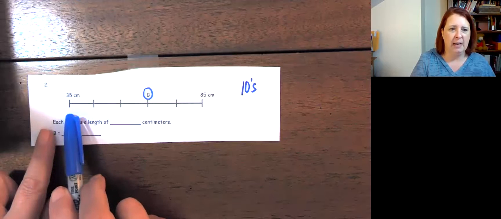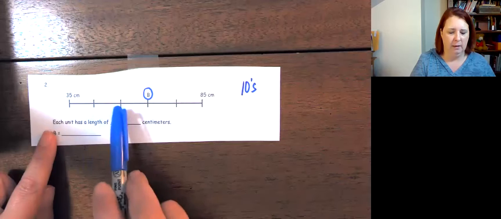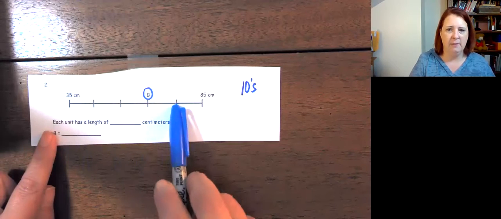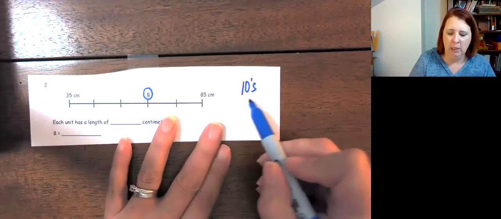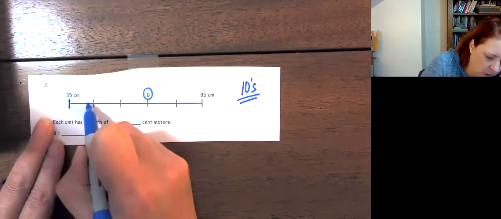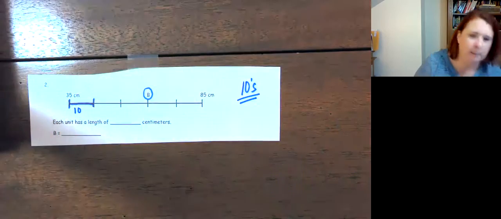So 35, just the 10s is going to change. 35, 45, 55, 65, 75, ooh, 85, we're spot on. So we know counting by tens worked, which means this interval right here is 10 centimeters.